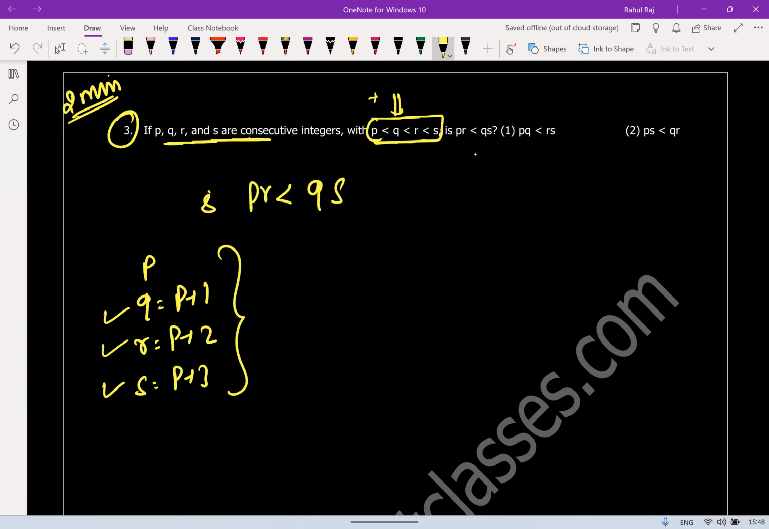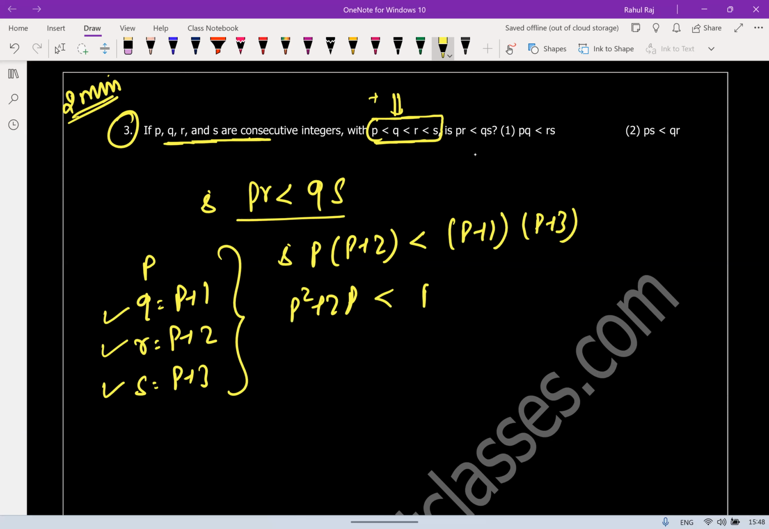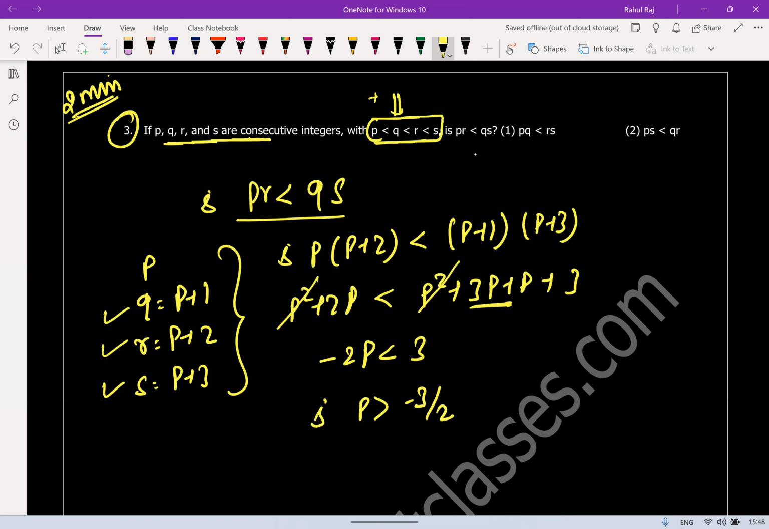So I'll put all the values over here. Simple logic. PR is P times P plus 2, I'm just modifying my question, nothing else. And Q is P plus 1, S is P plus 3. So can I say P square plus 2P is less than P square plus 3P plus P plus 3? P square cancels out. This is 4P, it comes here, it becomes minus 2P less than 3. I can change my question: is P greater than negative 3 by 2? This is my new question now.